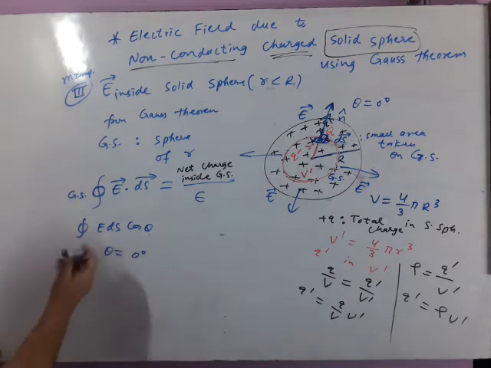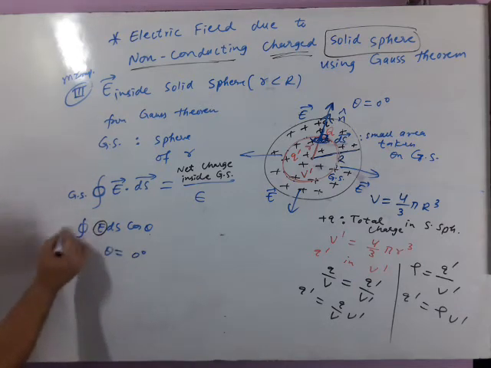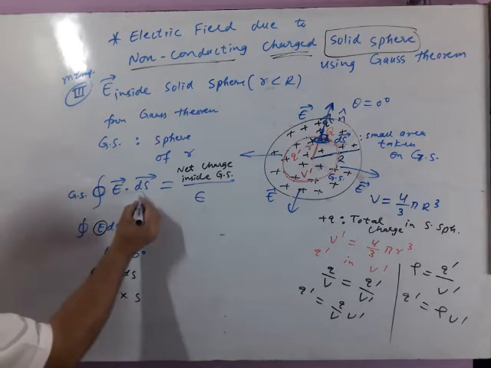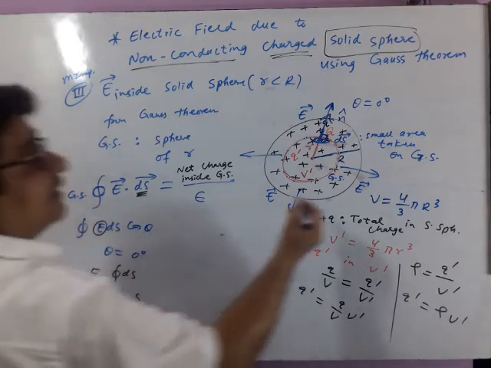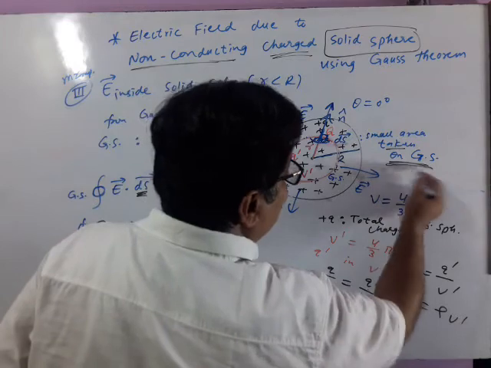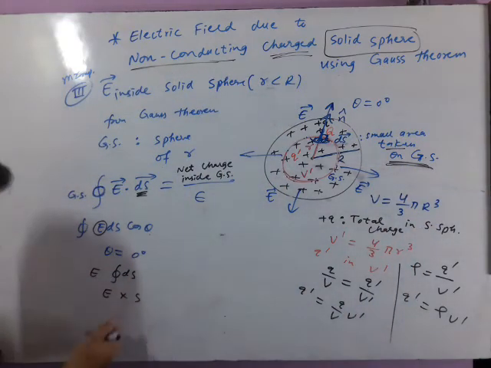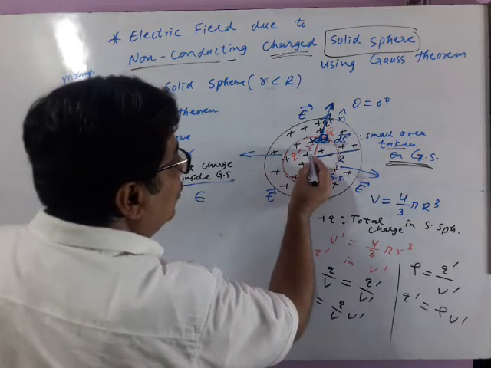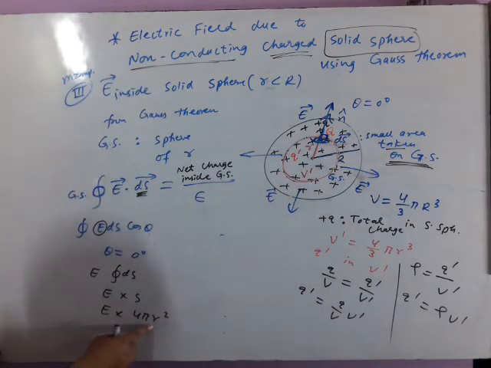As well, this electric field is constant and can be taken out of the integration sign. So it is E times the integral of dS, with cos 0 equal to 1. So it is E into S. I repeat, dS is the small area taken on the Gaussian surface, and S will be the total area of the Gaussian surface, which has radius small r. So it is the radius of the Gaussian surface.